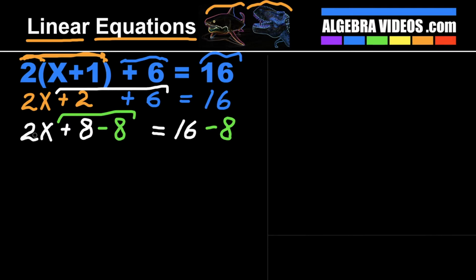And now let's just simplify the left side. I'm just going to rewrite the 2x. And nothing changed there. I'm just rewriting this 2x right here. And then plus 8 minus 8. Well, that's 0, right? 8 minus 8 is 0. So that whole term simplifies to 0. So now that left side is just 2x plus 0. And that equals, on the right side, 16 minus 8 is 8.